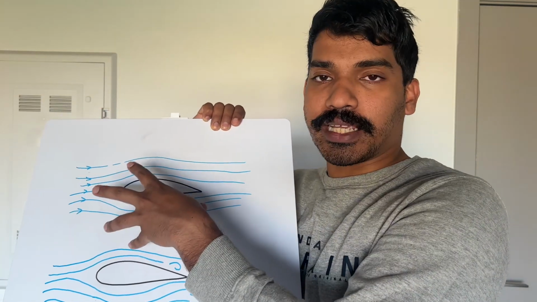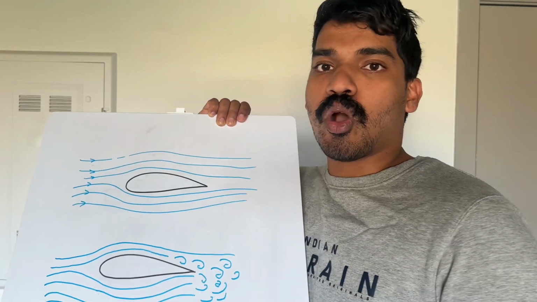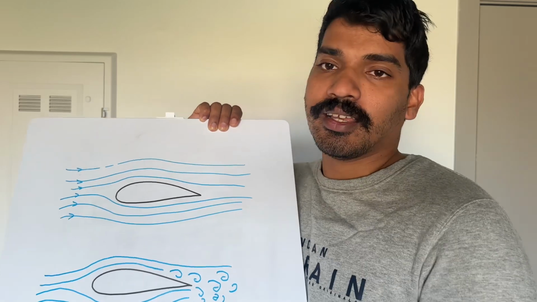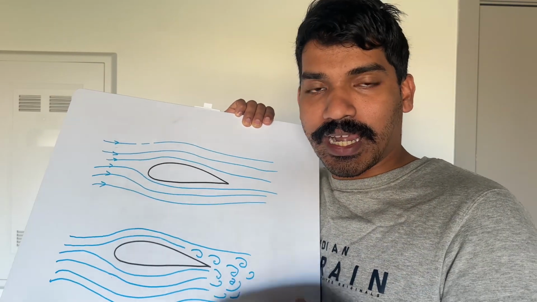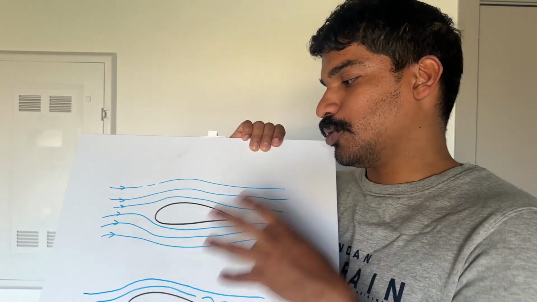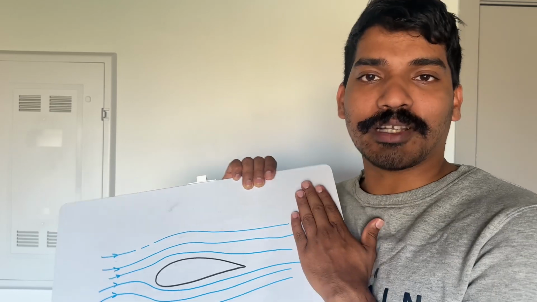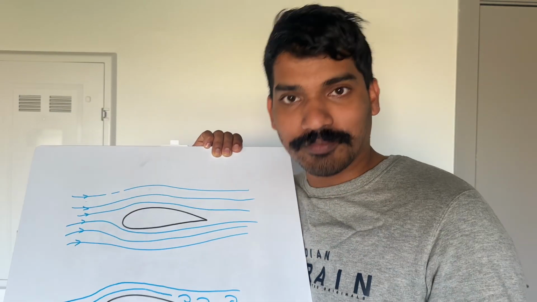In this particular case, it is streamlined. In this particular case, it is turbulent or non-streamlined, right? So that is streamlined flow, and that is non-streamlined or eddies or turbulent flow. So a simple thing: streamlined flow is good, turbulent flow is not good, right?